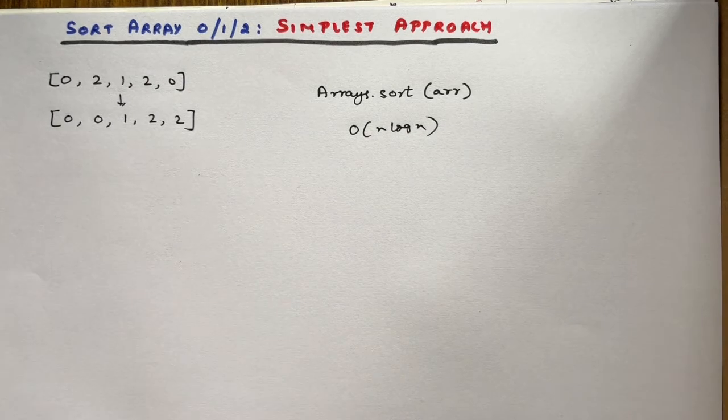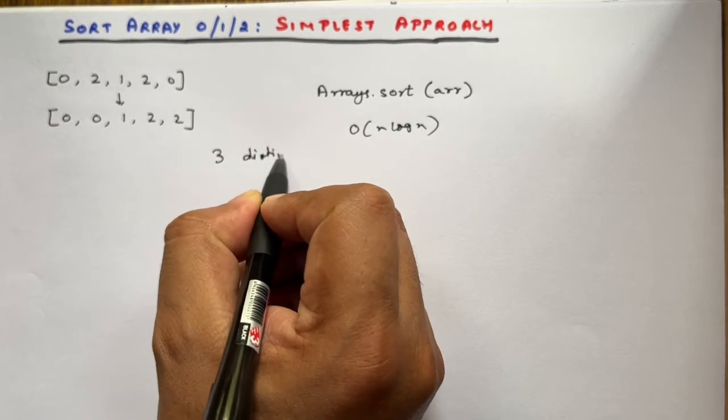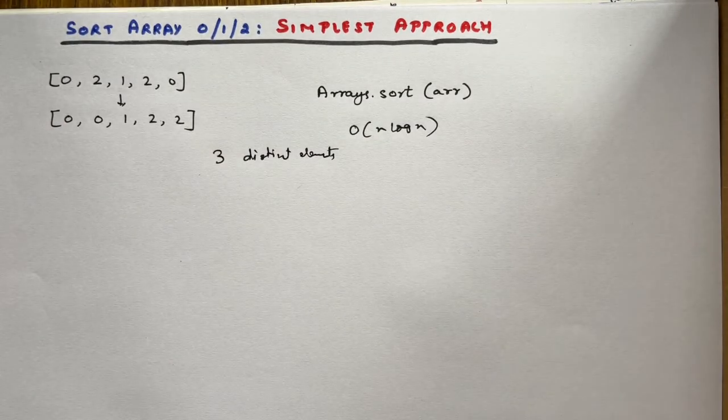If this array had multiple distinct elements, even then the time complexity would have been big O of n log n. So what is something that we are not using here? We are not using that we have only three distinct elements in the array, right?